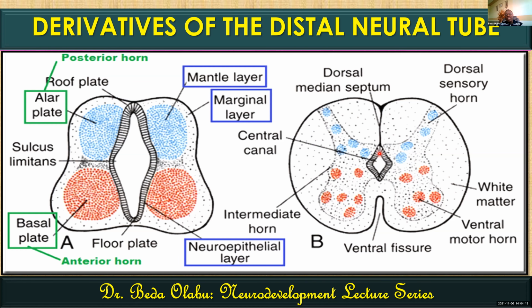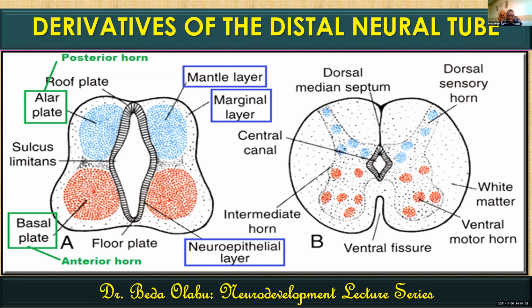If this was at the level of the brain, then that cavity would become a ventricle, and that one would still have an ependymal lining of the ventricle. But we are at the level of the spinal cord, so that cavity becomes the central canal of the spinal cord, and the cells there become the ependymal lining of the central canal of the spinal cord.